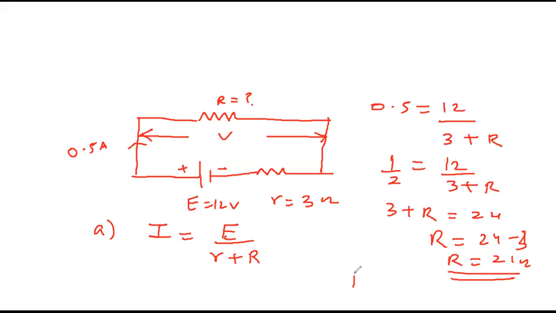Once I get R, then terminal voltage V is I into R. I is 0.5, R is 21. 0.5 into 21 will become 10.5. Understood? Yes, sir. Okay, solve.